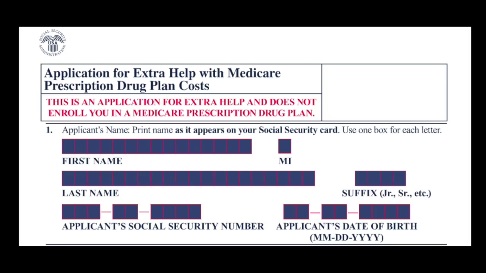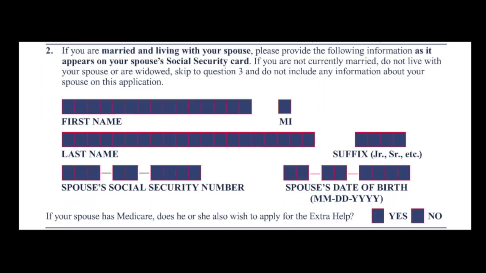On the paper application, the first question asks for the applicant's first name, middle initial, and last name, as well as the applicant's Social Security number and date of birth. Question 2 asks if they are married and living with a spouse. If the answer is yes, you should fill out the information for the spouse, whether the spouse is applying or not. You need to list the spouse's first name, middle initial, and last name, as well as their Social Security number and date of birth. The only time you would not fill this out is if they are not married or living with their spouse.